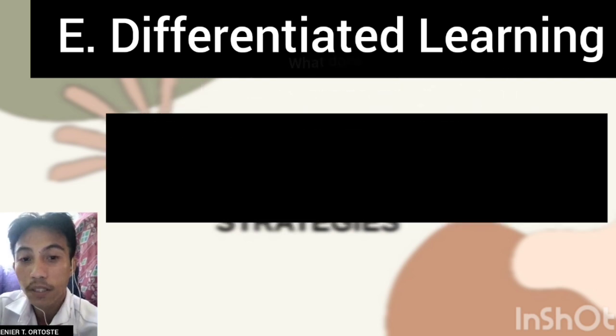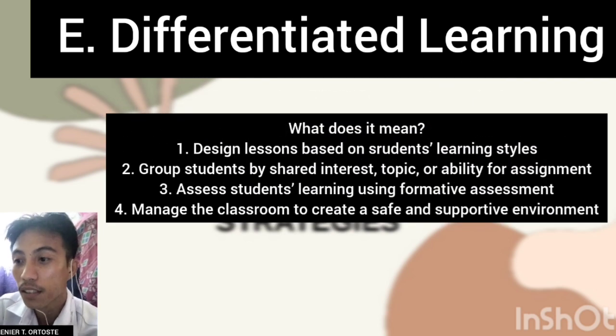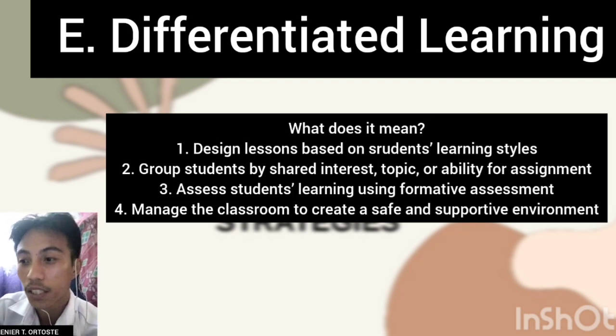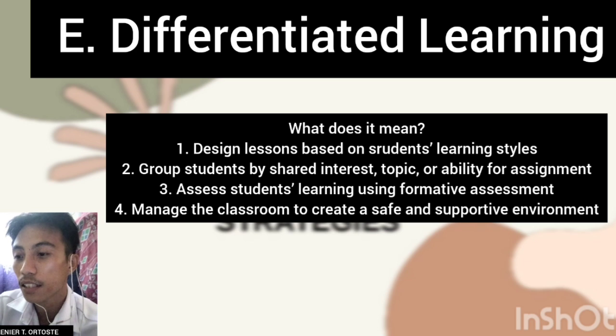So what does it mean? So for number 1, design lessons based on the students' learning styles. For number 2, group students by shared interest, topic, or ability for assignment. 3, assess students' learning using formative assessment. 4, manage the classroom to create a safe and supportive environment.